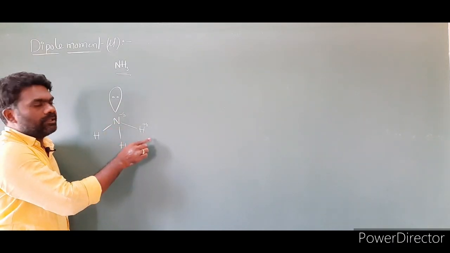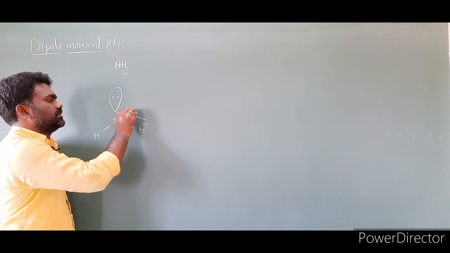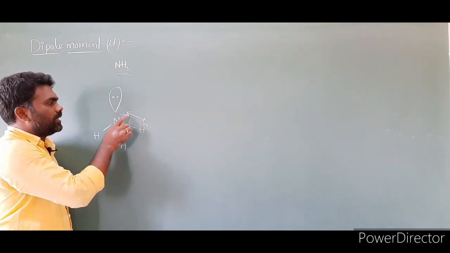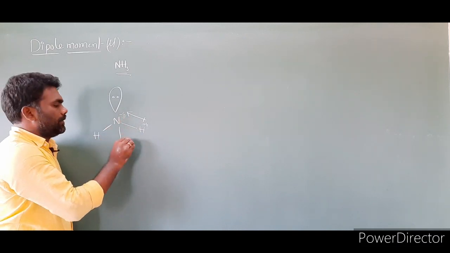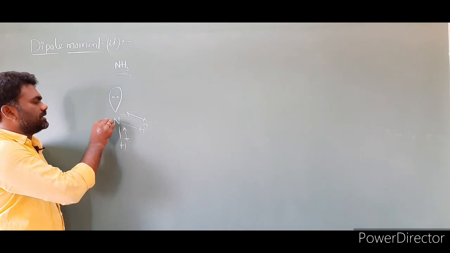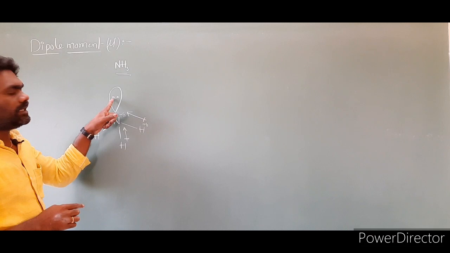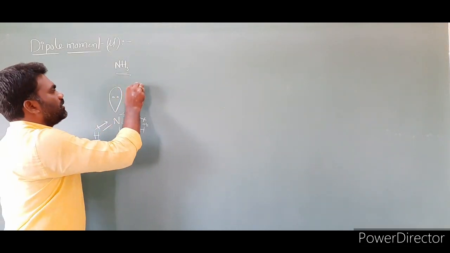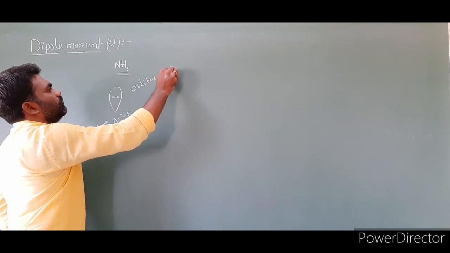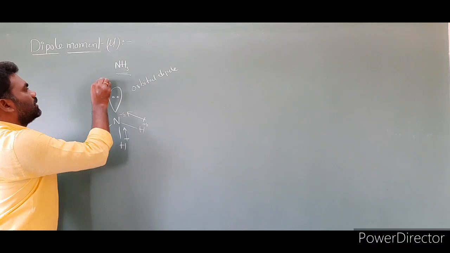So we have to show the bond dipole of this NH bond. Which direction? Like this, isn't it? The cross is on the partially positive end and the head is on the partially negative end. Then for this bond, this is the bond dipole. For this bond, this is the bond dipole. For the third one, this is the bond dipole. Now here is the lone pair. For the lone pair, we have to consider the orbital dipole. The orbital dipole due to the lone pair is in this direction.